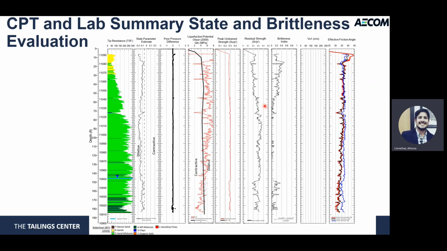In terms of CPT, at the end of the day, what you want to have as an end product is your tip resistance and an estimate of your state parameter that comes from correlations, in this case, the Plewes method. We also have your pore pressure difference that will help you assess if it's contractive or dilative. Some correlations for liquefaction potential based on peak and remolded shear strength, residual strength, and the index that is important to assess the sensitivity as a screening level approach is the Brittleness Index, which is the ratio between the peak and remolded shear strength and the residual strength. Then if you have shear wave velocities, you can also plot it. For this case, we didn't have it, and also you can estimate your effective friction angle.